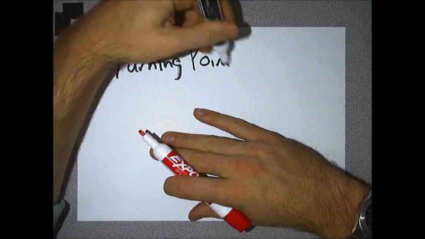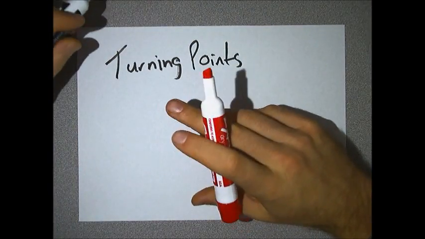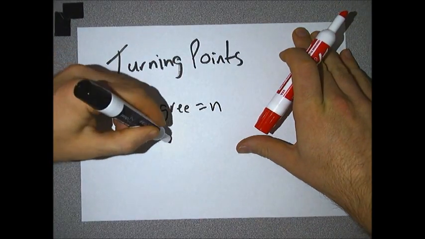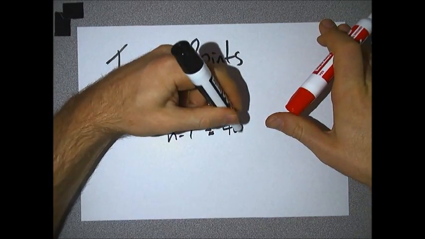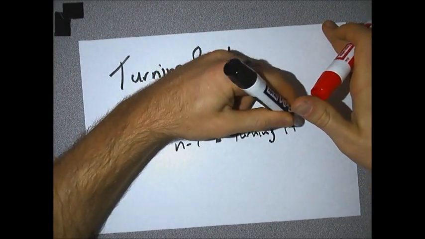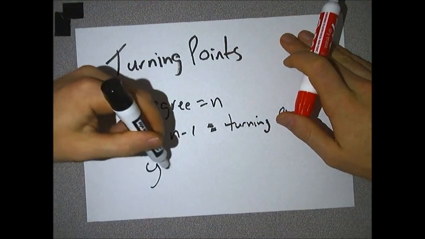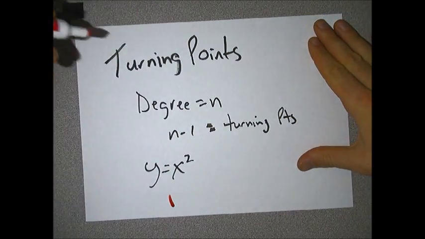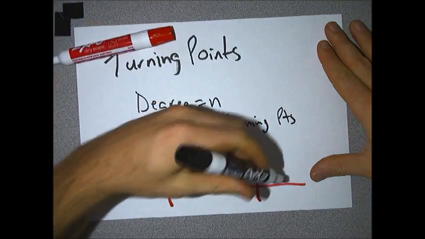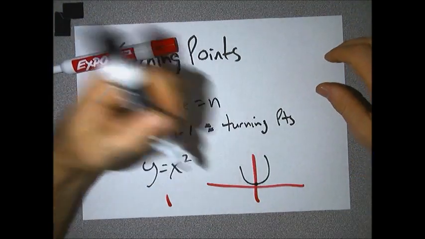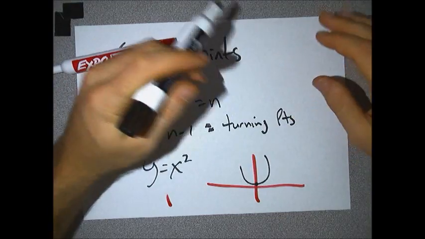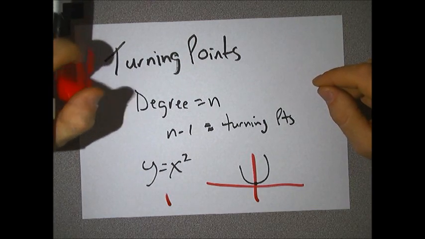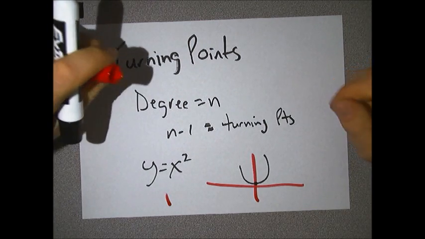Turning points. What do we know? Whatever my degree is, if the degree is n, then n minus 1 is equal to the number of turning points. Example given. If I said y equals x squared, my degree is 2, right? 1 less than 2 is 1. Should make sense. If this is my quadratic, how many turning points does it have? 1. Turning point means it's going from decreasing to increasing. It's changing its direction. So again, turning points. Take 1 away from the degree. That's how many turning points you got.